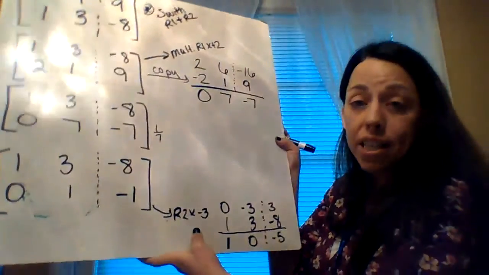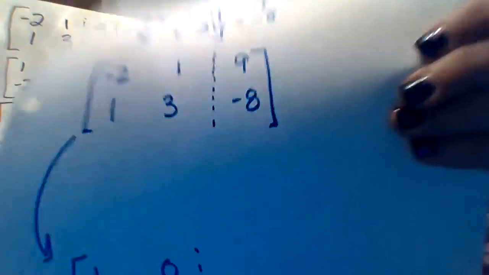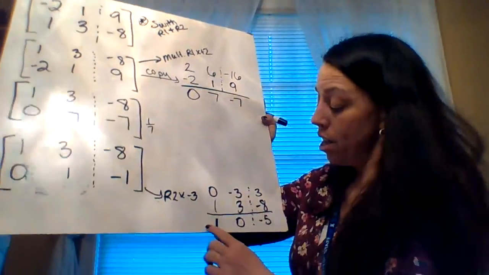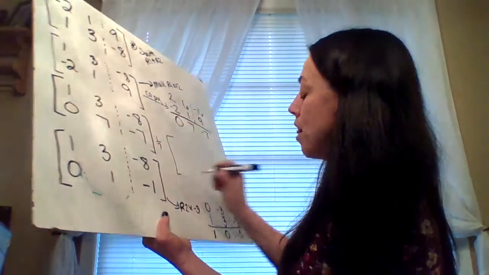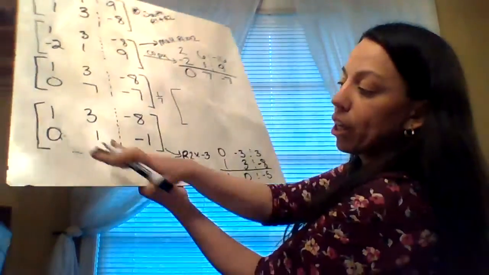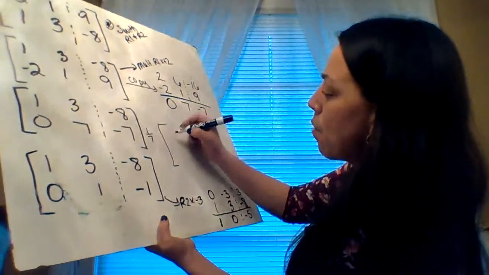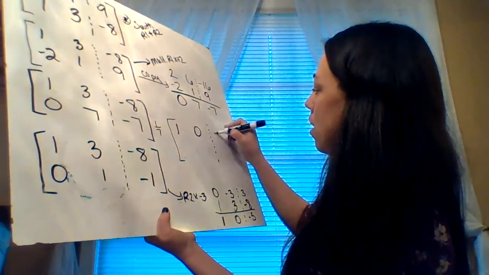Now again, let's think about it. I want the top row to match the identity. So that means I need an answer that has 1 first, 0 second, and then a number. That's what I got right down here. So I am going to write this in the top row. Guys, this would technically go right underneath here, but since I ran out of room, I'm going to write 1, 0, negative 5.